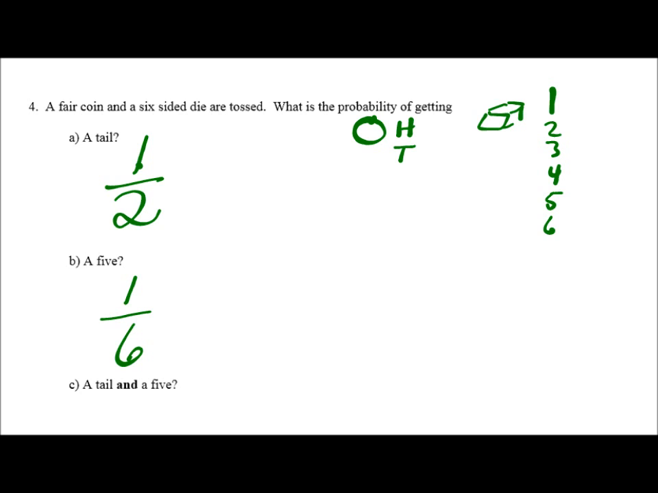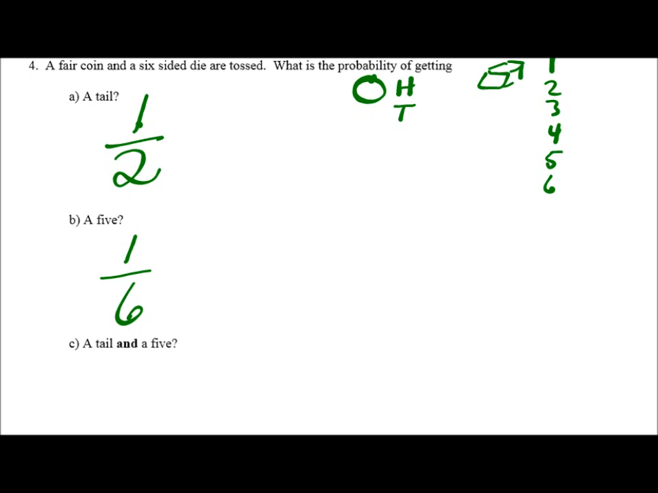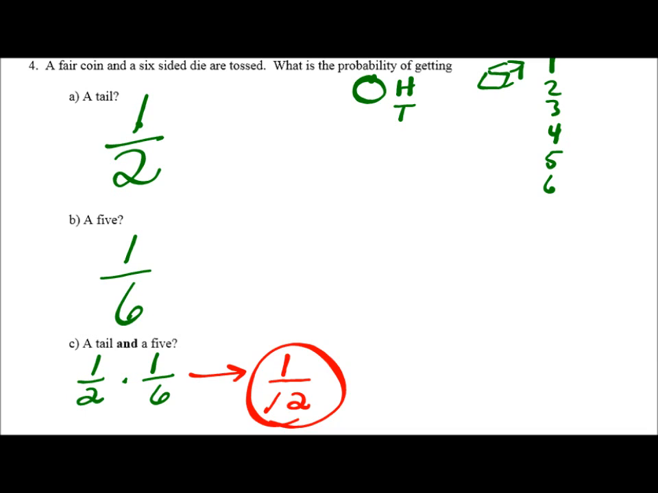Once again, we could make a tree diagram if we wanted to, but not necessary to do. These are independent events. Getting a heads or a tails does not at all impact what will happen on the die. So the probability of getting a tails is 1/2. The probability of getting a 5 is 1 out of 6, which means the probability of getting both of them, we'll use the counting principle, 1/2 times 1/6 is 1 out of 12. There's a 1 out of 12 chance that I will get a tails and get a 5. And so the counting principle guides us right through this problem. Pretty simple because they're independent events.